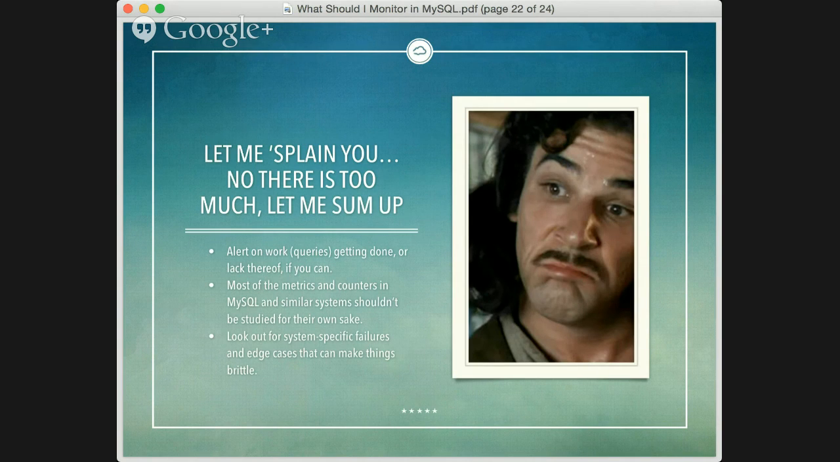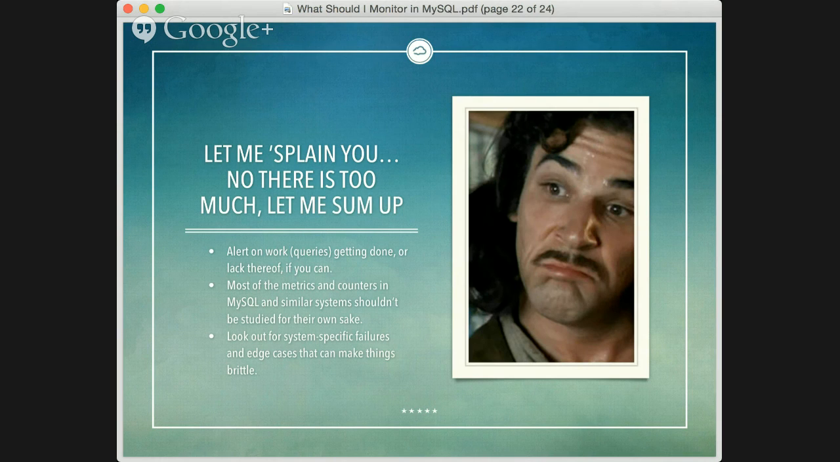So let's sum up. First, the principle: let's alert on work getting done or not getting done if you can. And that typically means queries or requests or commands, depending on what your database of choice is. I would not suggest, for example, staring at pages full of graphs and asking what they mean, because most of the counters and metrics that come out of most systems are essentially inherently meaningless unless you have some kind of hypothesis about something specific that went wrong and you're looking for evidence to support or reject your hypothesis.